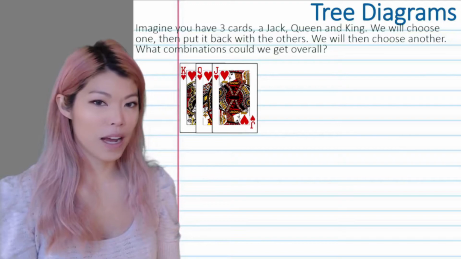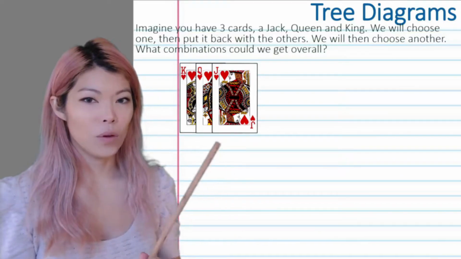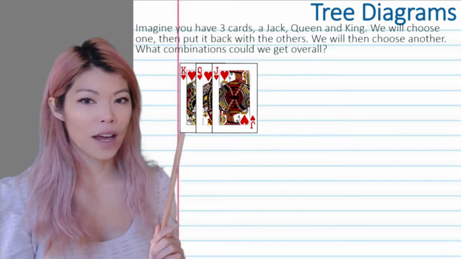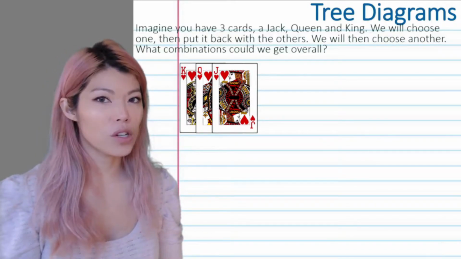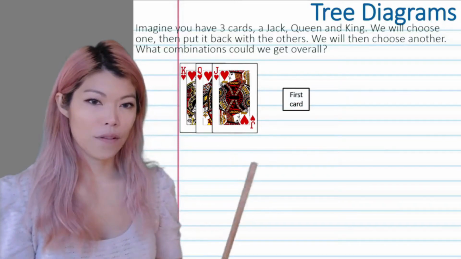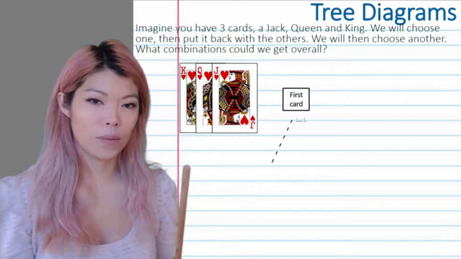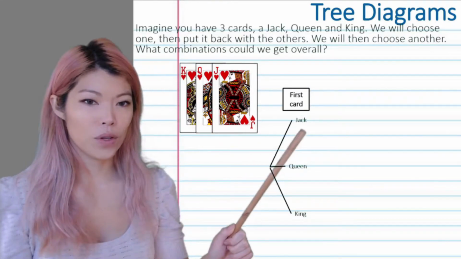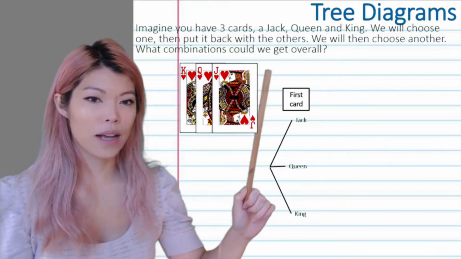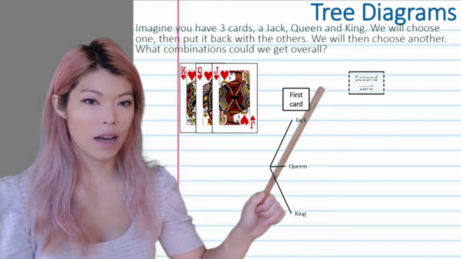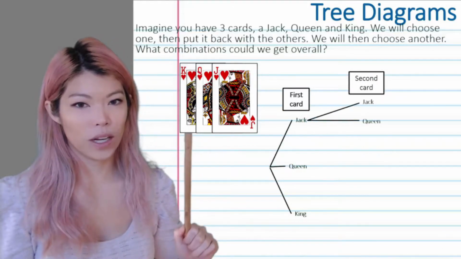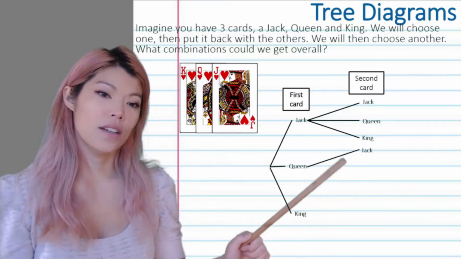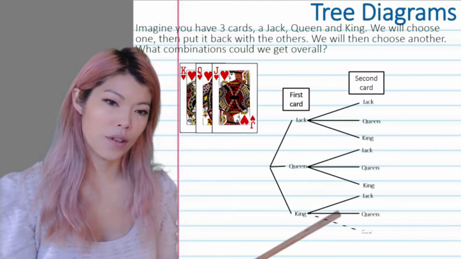So imagine you have 3 cards, a jack, queen and a king. We will choose one, then put it back, and then we will choose another. What combinations could we get? When we first pick the card, we could get a jack or a queen or a king. Now if we took a jack, and we put it back, what can we get in the second card? We could get a jack or a queen or a king again. If we picked a queen in the first turn, what could we get in the second card? Jack, queen or king. And you can see that for the king it will be the same.